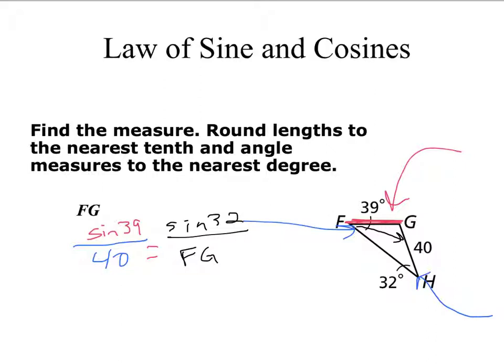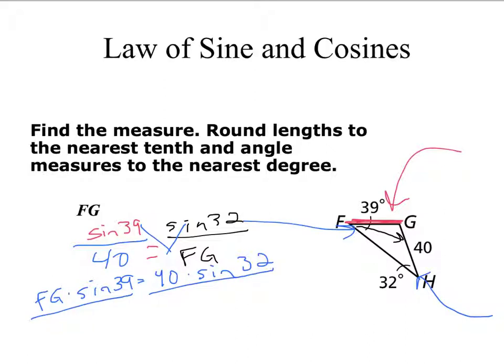So when I do this, I'm going to cross multiply like I would on a proportion, and I get FG, or you could just use x, that works too, times the sine of 39 is equal to 40 times the sine of 32. In order for me to get FG all by itself, I would need to divide by the sine of 39. So FG, line segment FG, is equal to 40 times sine of 32 over sine of 39.